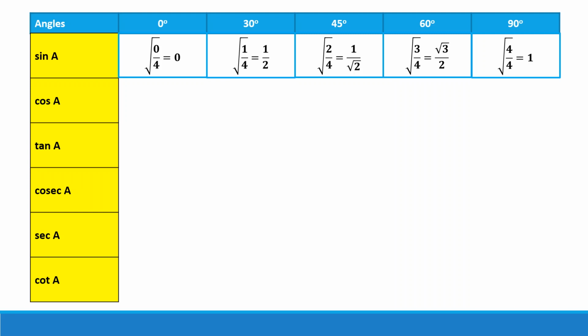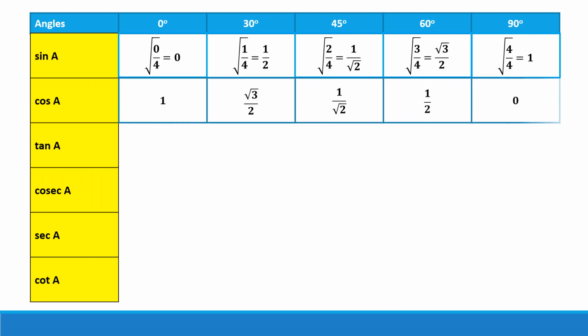Once you have completed the first, for cos, you don't have to do any of this calculation. We just have to write down the same row in reverse order. That means 0 will come to last, 1 will come at first. How? It is like this: 1, then root 3 by 2 second, 1 by root 2, then 1 by 2 and then 0. So we have just written the first row in reverse order and we have got all the values of cos theta.